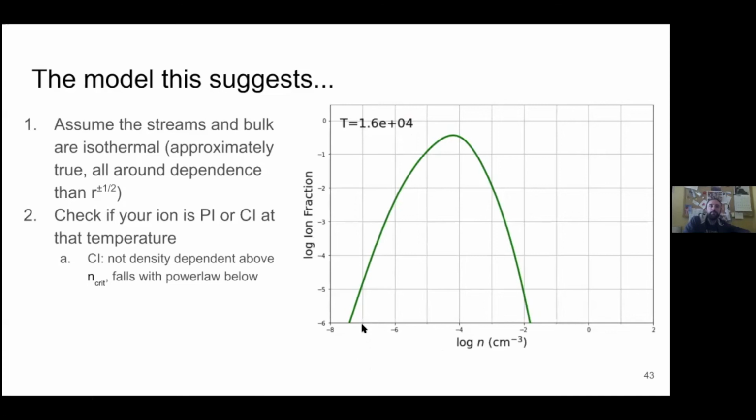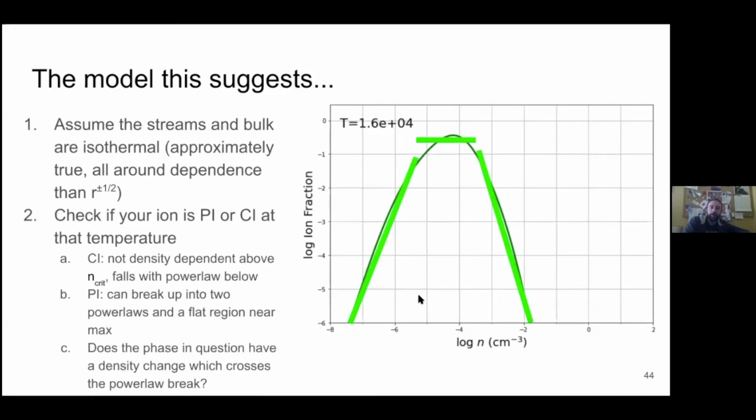But that too can be written as a sum of different power laws if you're allowing yourself to make some approximations. So this can break up into three. You have an increasing power law, you have a flat region, you have a decreasing power law. As long as your phase in question at this temperature doesn't overlap with this break area where this is definitely wrong, if it's down here, then this is actually an okay approximation. And then it looks like your ion fraction is a power law as a function of your density.